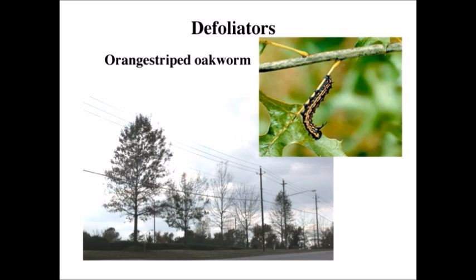So now we'll move on to defoliators, and I'm just going to start off with the orange striped oakworm. This critter, a little caterpillar, will consume the leaves on oaks primarily in the summer. They get going in midsummer, and late summer is when they really become noticed.